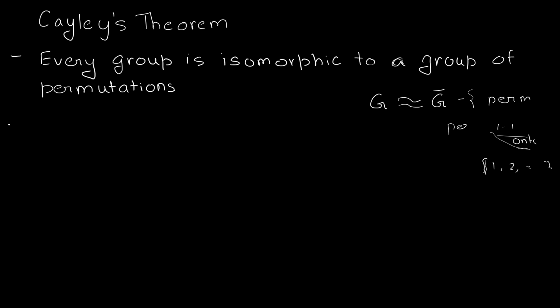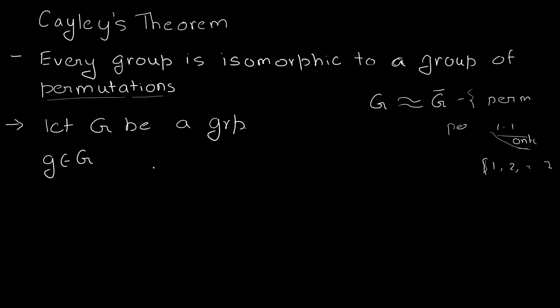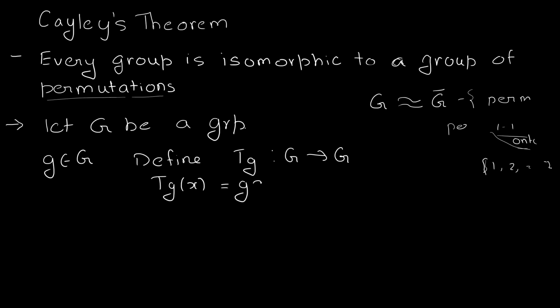Okay. So what I will do is start with: let G be a group. I will define a function on it, and I will show that it is a permutation. So for any g belonging to G, I will define a function, let's say Tg, from G to G itself, defined by Tg of x is equal to g into x, where this x also belongs to G. This is how I will show it. Now my next target is to show that Tg is a permutation. Permutation means I have to show that it is one-one plus onto.